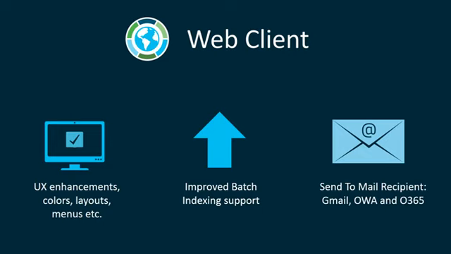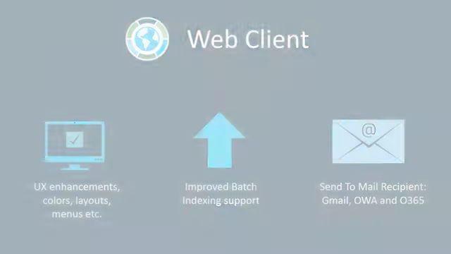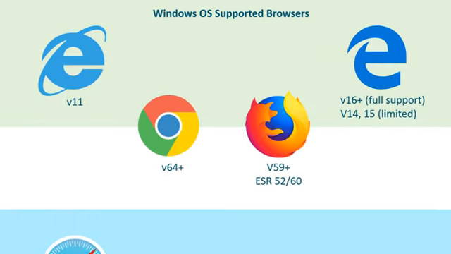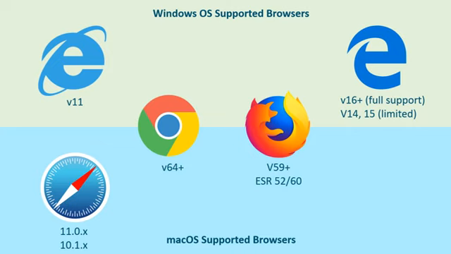Now, talking about supported browsers, this is a diagram of the browsers supported in both Windows and Mac OS. Obviously, Internet Explorer and Edge are unique to Windows and Safari is unique to Mac OS. And the version numbers here show which versions are supported in OnBase 18. And of course, Chrome and Firefox are supported on both operating systems.